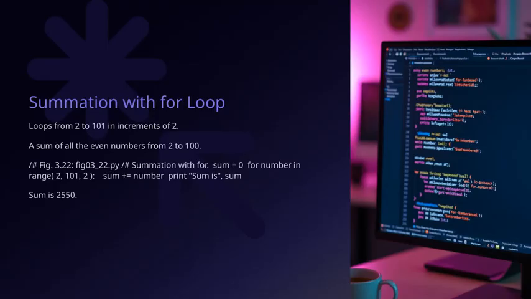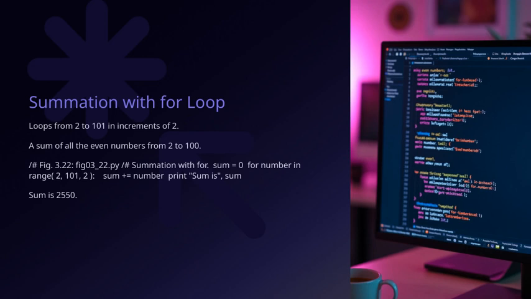All right, let's take a look at this example of summing numbers with a for loop. Here, we're looping from 2 all the way up to 101, but notice the step size is 2. That means we're only going through even numbers, 2, 4, 6, and so on, up to 100. The goal is to add all these even numbers together.